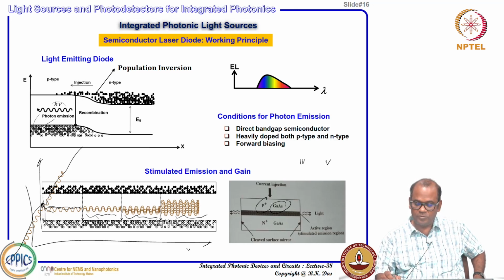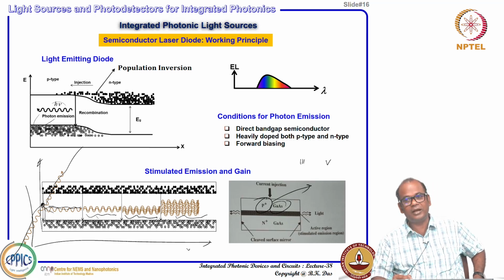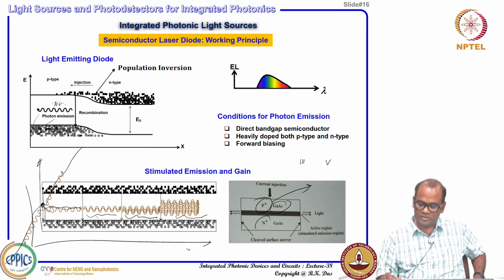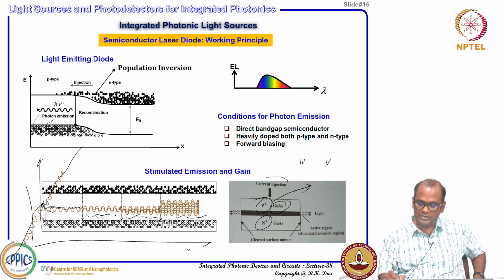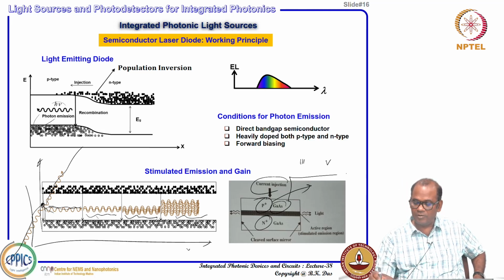You have P plus doping, where P plus means heavily doped to get a degenerate semiconductor, and N plus doping, heavily doped to get a degenerate semiconductor. Then if you give a current injection, that means you are giving a forward bias like this, your electron hole recombination takes place and you get an energy photon output, right.